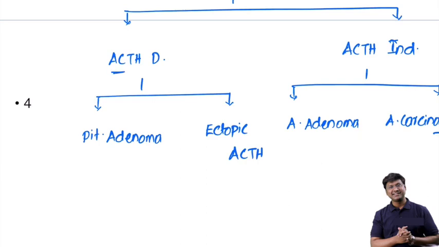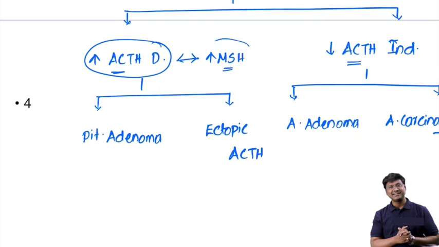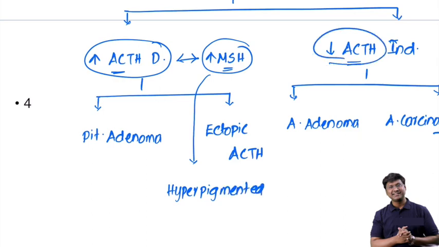Now in ACTH dependent type of Cushing's, there is increased ACTH, and in ACTH independent type of Cushing's, the ACTH will be reduced because of negative feedback due to excessive cortisol production. In ACTH dependent, when ACTH is produced in excess quantity, MSH is also produced in excess quantity. Because MSH is produced in excess, these individuals will have hyperpigmented skin. Whereas in ACTH independent type of Cushing's, there is decreased ACTH, so there will be decreased MSH, due to which there will be hypopigmented skin.